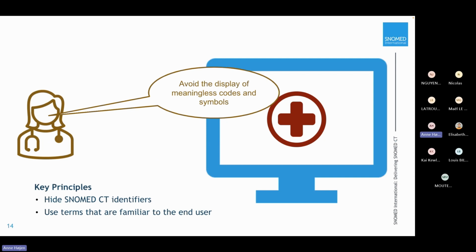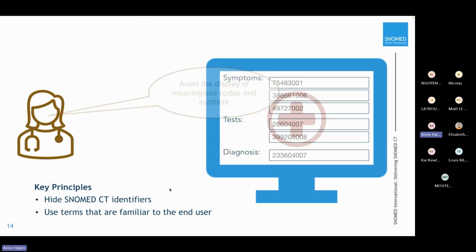Yeah, and with the second requirement here about hiding and avoiding the meaningless codes, these are the key principles for implementing SNOMED CT: that you hide the identifiers, because as you may have noted, these identifiers are just a long list of codes. They don't provide any meaning to the clinical user. And the other key principle is to use the terms that are familiar to the end users.